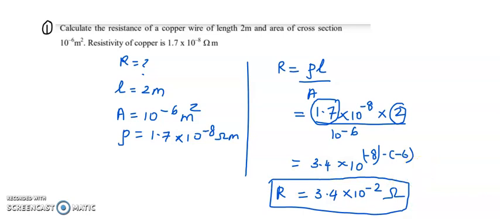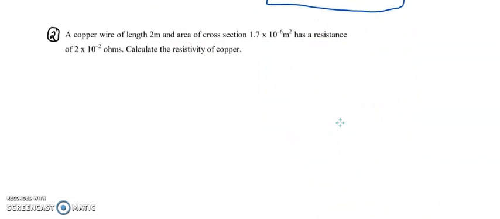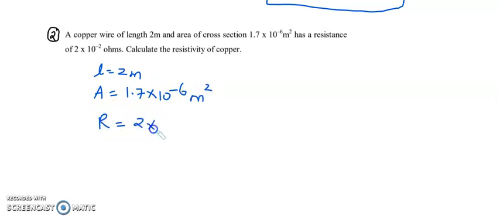Okay, clear? Next, the length of the copper wire is 2 meters. So L is given to be 2 meter. A is given to be 1.7 into 10 raised to minus 6 meter square. The resistance is given as 2 into 10 raised to minus 2 ohms. We have to find the resistivity.